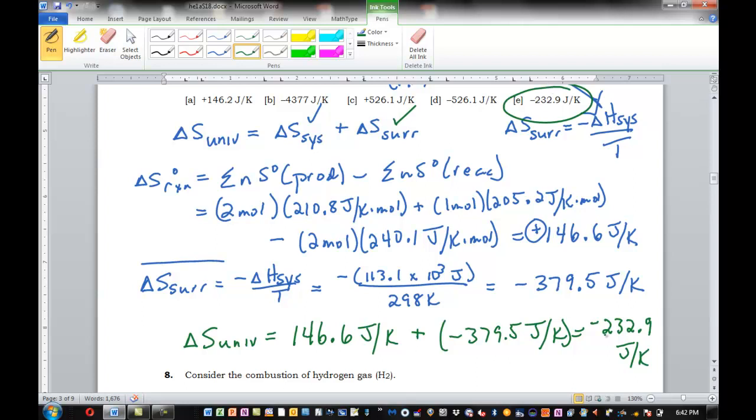No. Negative delta S of the universe, that would not be spontaneous. Now, this reaction could be spontaneous because it does have a positive delta S. It does have a positive delta H. That's going to be temperature dependent. At this temperature, it's not spontaneous. All right.